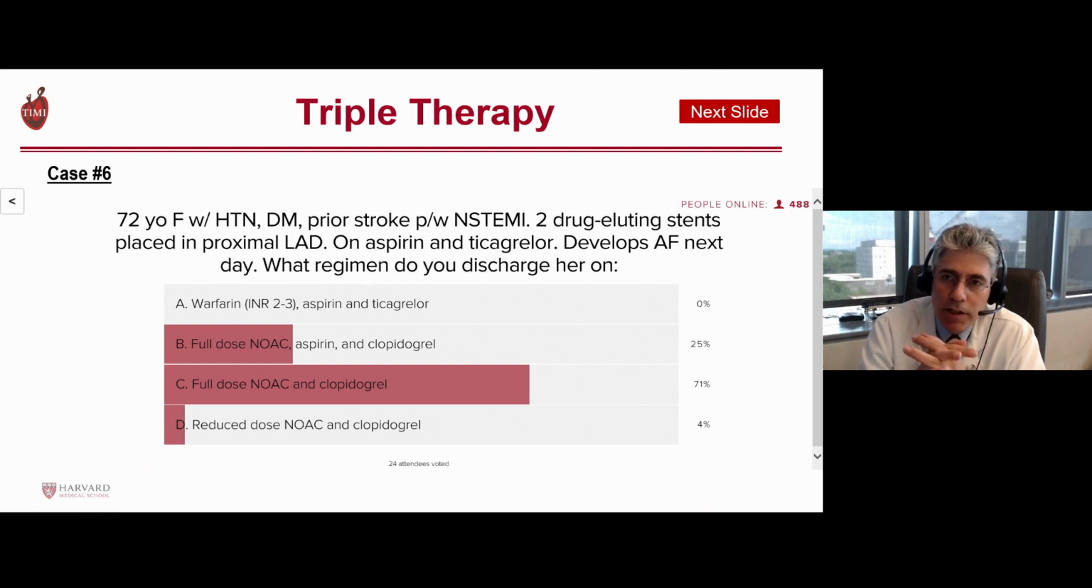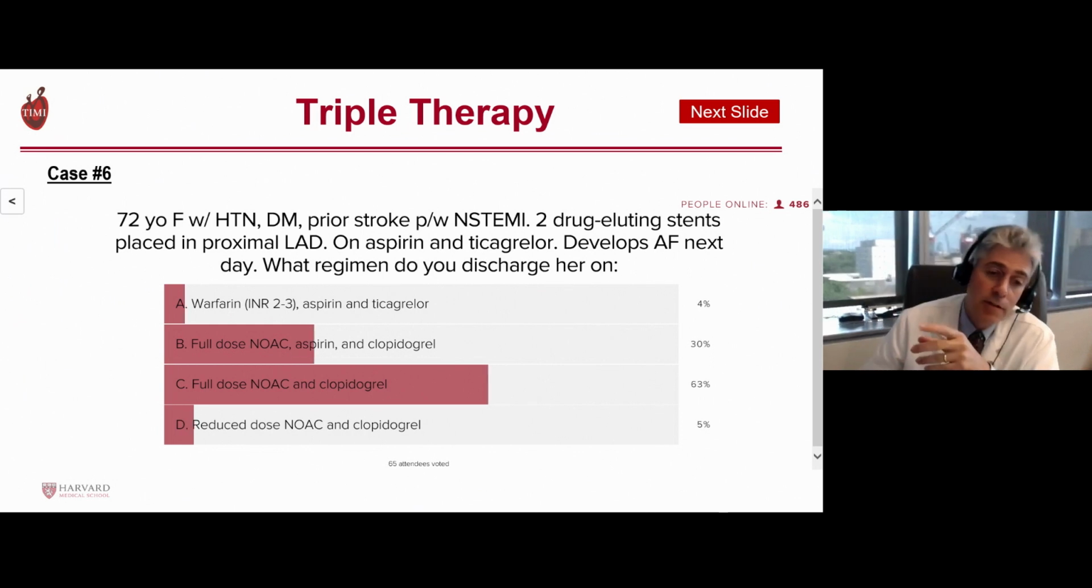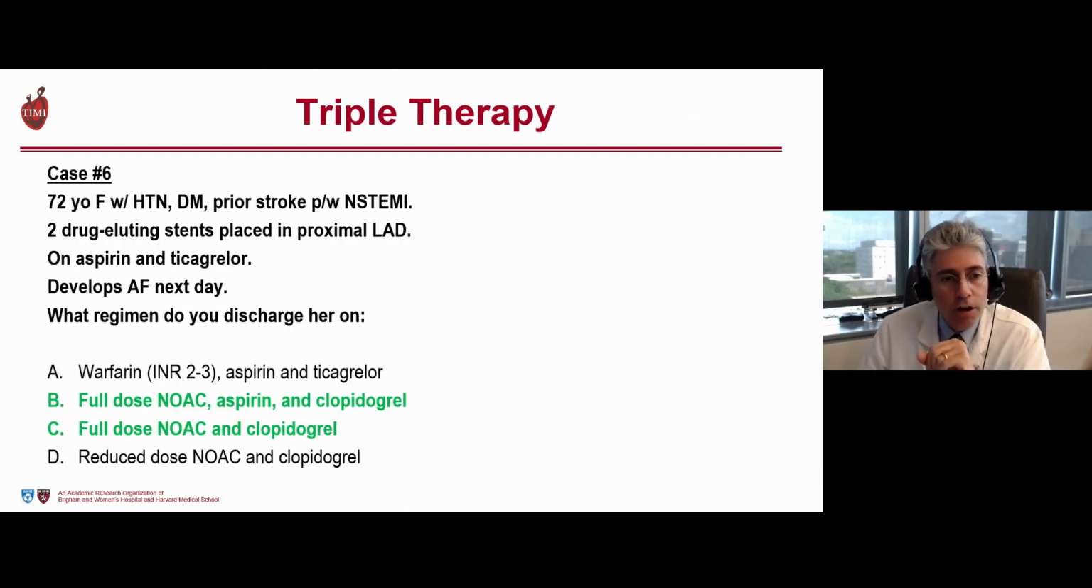All right, this is clearly a tougher one as we have fewer people voting. And I would say, though, the majority have chosen full dose NOAC and clopidogrel, with some opting for triple therapy with the NOAC and some contemplating reduced dose NOAC, and very few for warfarin as triple therapy. Okay, this is a hard question. And I've listed, both B and C would be reasonable. I have to say I probably would move more towards C for this person.